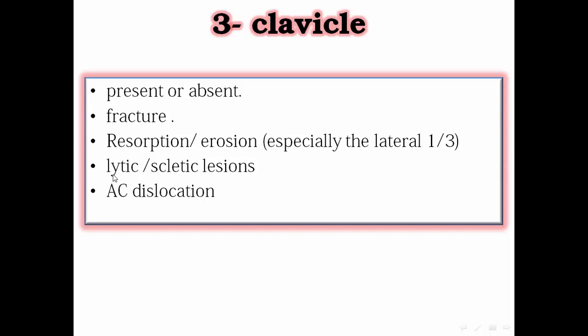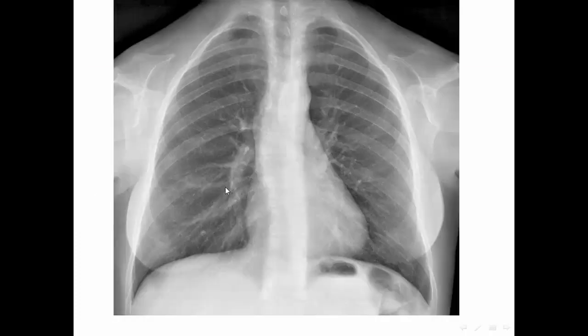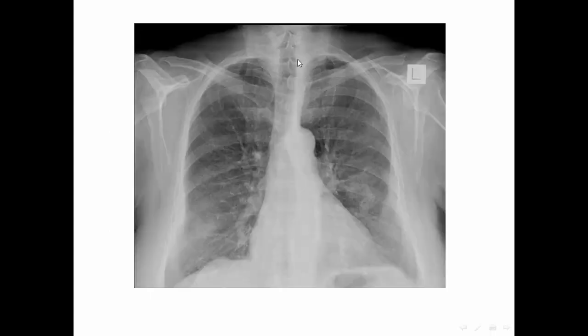Try to follow the ribs and see if there are any lytic lesions, sclerotic lesions. Localized diffuse sclerosis and expansion should make you think about Paget disease. Don't forget to check for acromioclavicular dislocation. Here are the examples. In this X-ray you can easily miss the absence of the clavicle, so write here: bilateral absence of the clavicles, highly suggestive of cleidocranial dysostosis. In this case, you can see the erosion and resorption of the lateral third of the clavicles.